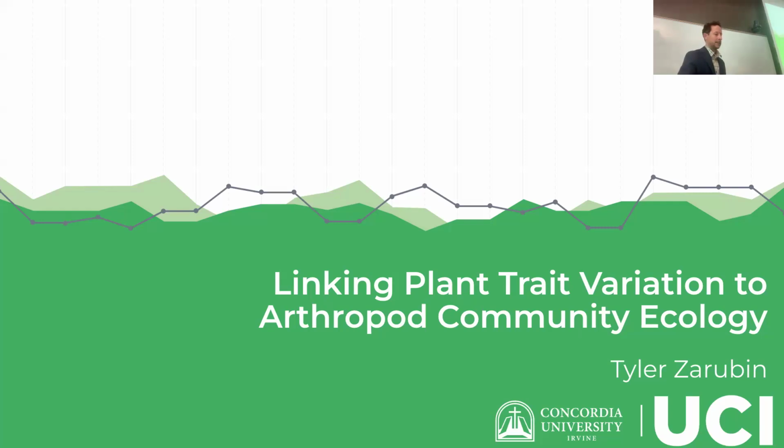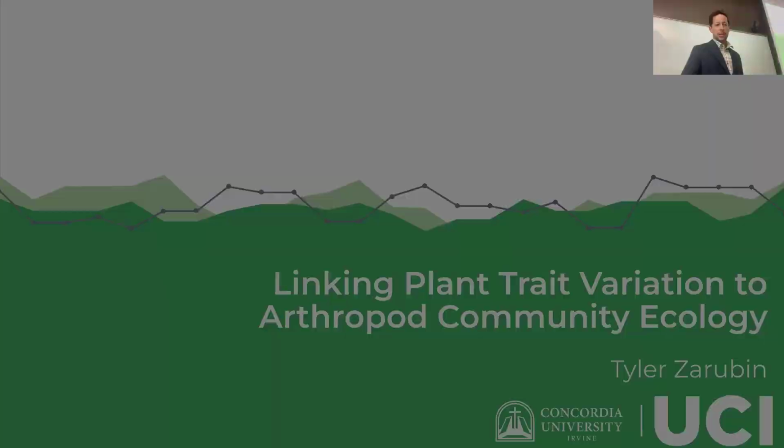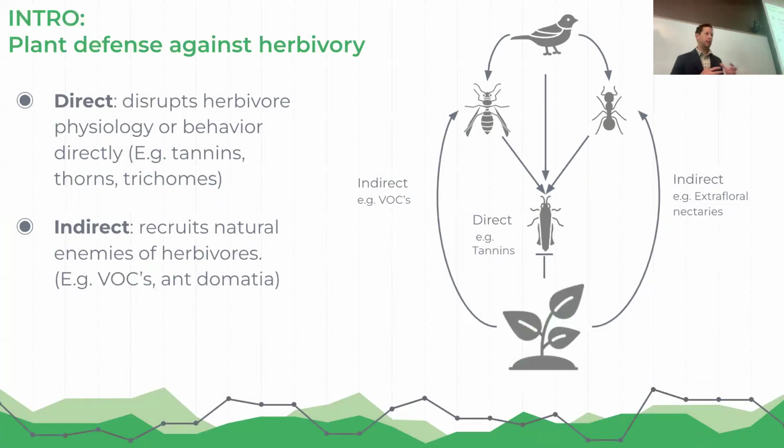My study has really morphed into looking at how plant trait variation affects arthropod community ecology. As we start out, I want to give an intro to plant defense against herbivory. Herbivory is the most common interaction among multicellular organisms terrestrially, and it's very fundamental in shaping entire ecosystems and also in plant-insect interactions and the consequences those have.